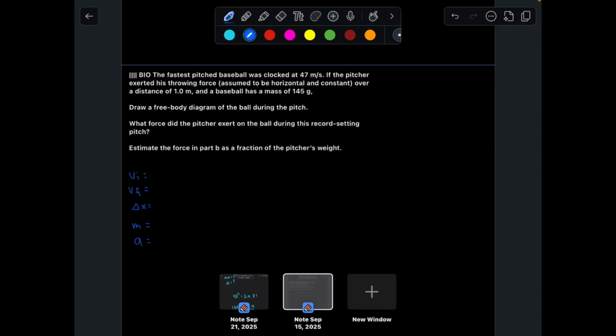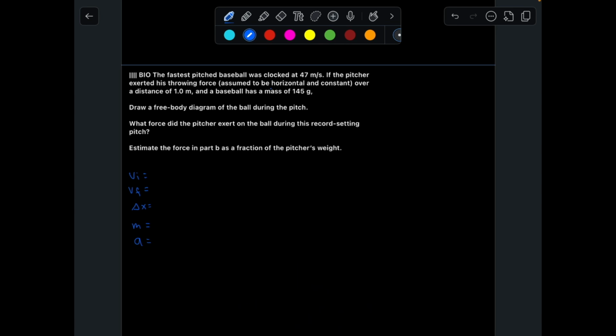So when drawing a free body diagram, for this case, it's important to keep in mind that normally a pitcher, when they throw the ball, they aren't throwing it perfectly horizontal. Otherwise, the ball would just hit the floor before it reached the batter. But in this case, they want us to assume that it's horizontal. So when we're drawing the free body diagram, we'll assume it as such.